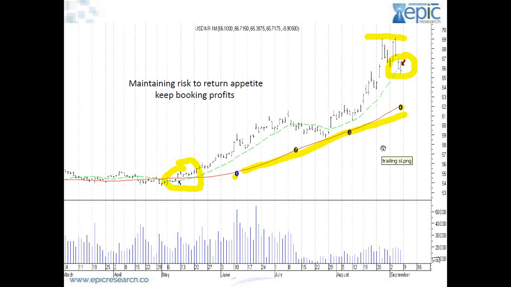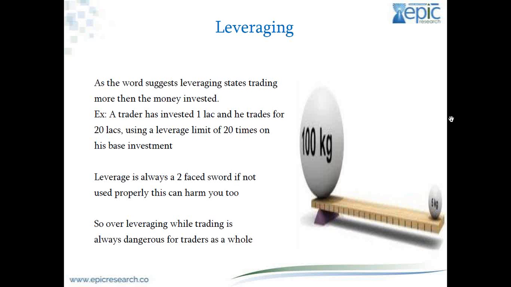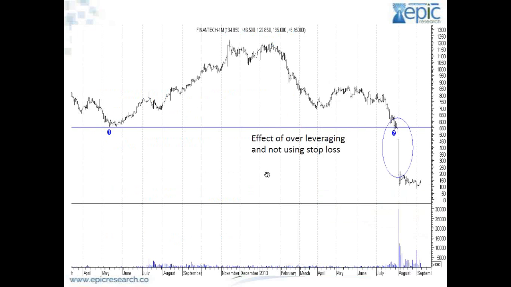When you are leveraging, you should not leverage more than 5 to 6 times of your base capital, and you should always keep a stop loss intact when you are leveraging on the trades. Now on the next slide, we can see the effect of leveraging.